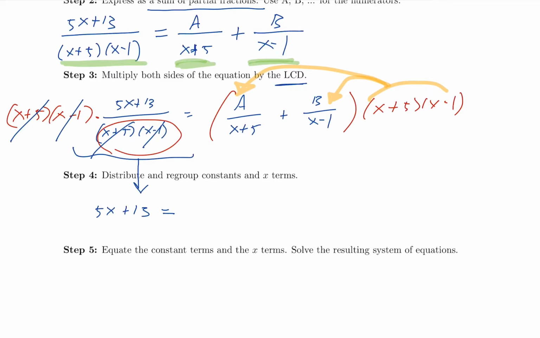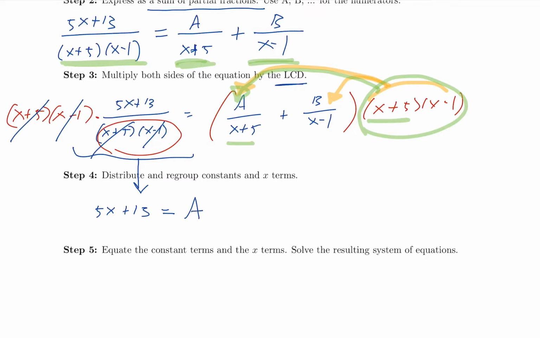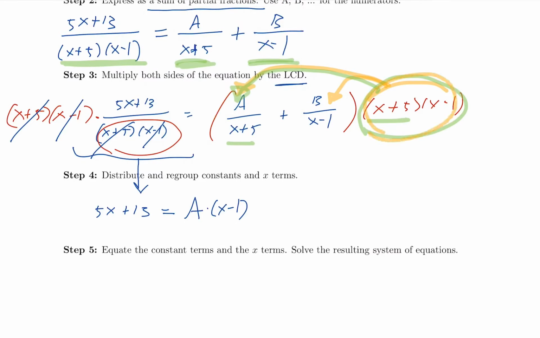Equals, now let's look at here. We're going to multiply this to the first term first, then x plus 5 and x plus 5 cancel out, right? So what I'm left with is just capital A times x minus 1. And let's look at the other side. Now I'm going to multiply this to this expression right here. Then x minus 1 and x minus 1 cancel out. So what we have left is just B times x plus 5.